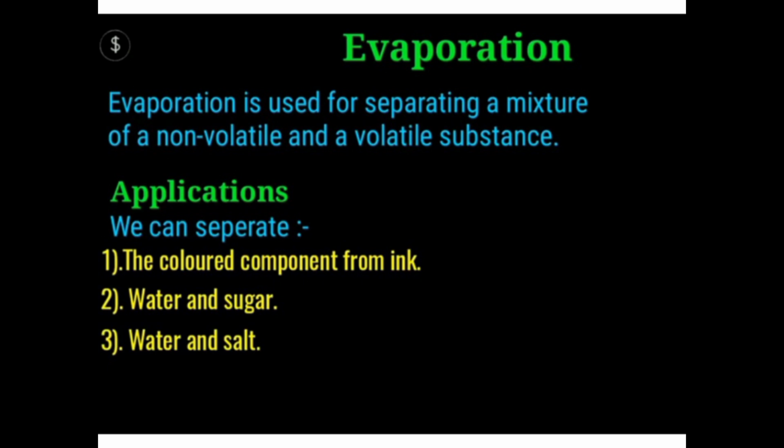So evaporation, as we discussed in the previous slide, is used for separating a mixture of a non-volatile and a volatile substance. Now for applications, what other components can be separated through evaporation? The colored component from ink. If we want to separate the colored components from the ink, we can separate them through evaporation. Then also water from sugar and water, and salt.